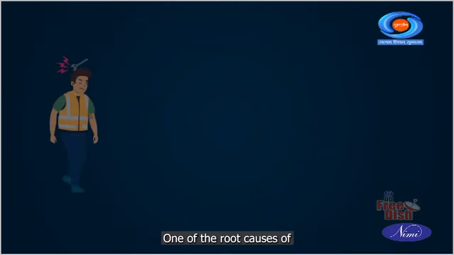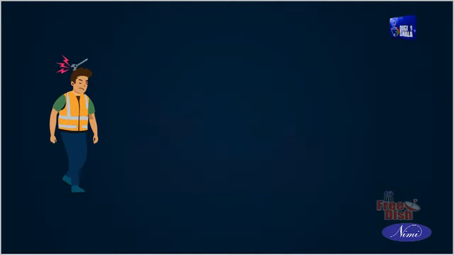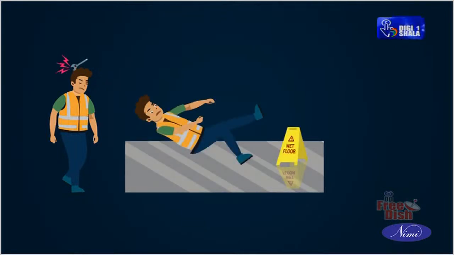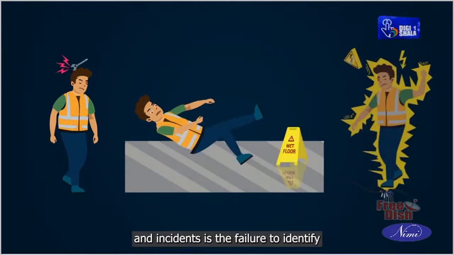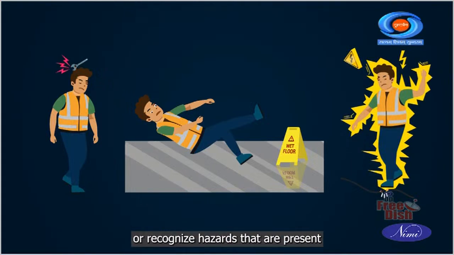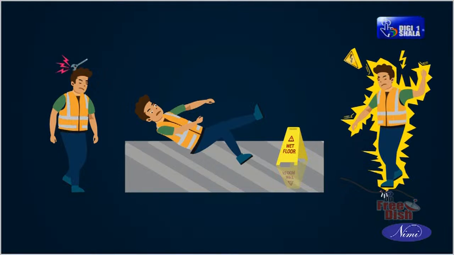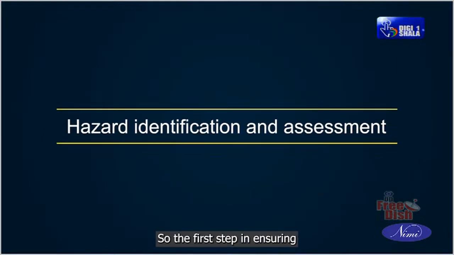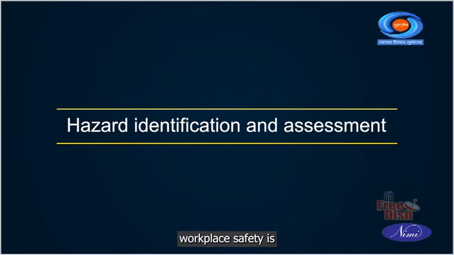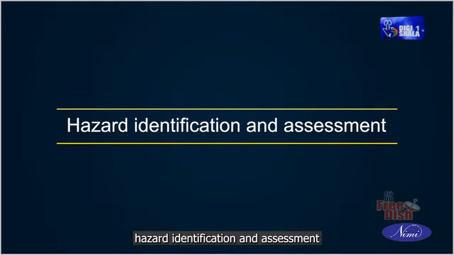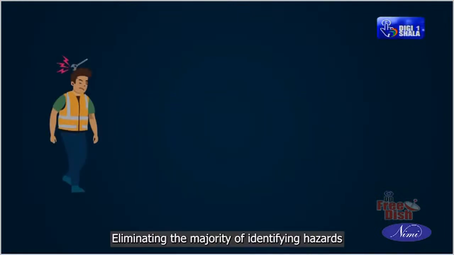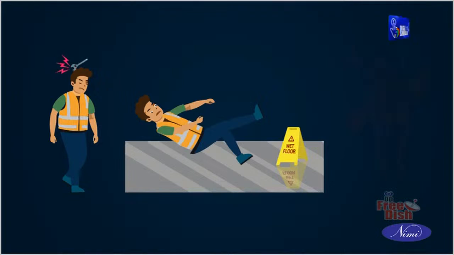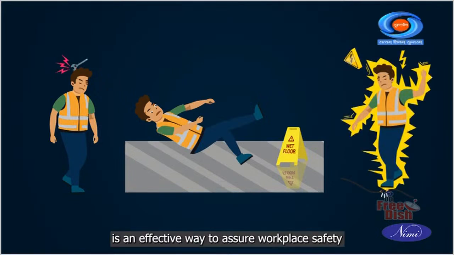One of the root causes of workplace injuries, illnesses, and incidents is the failure to identify or recognize hazards that are present or that could have been anticipated. So, the first step in ensuring workplace safety is hazard identification and assessment. Eliminating the majority of identified hazards or risks is an effective way to assure workplace safety.